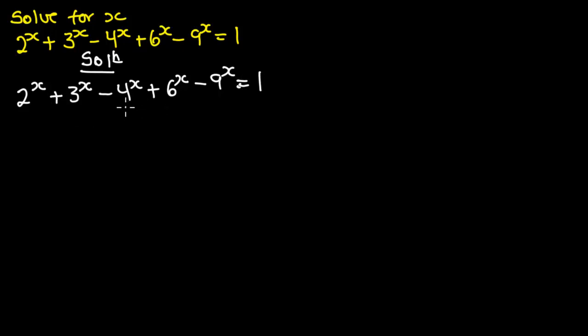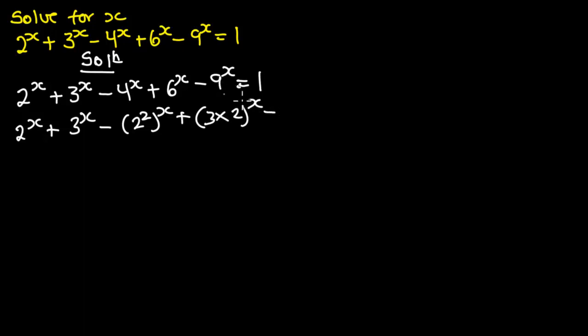Now from here I'm going to rewrite 4 as 2 squared, then I'm going to rewrite 6 as 2 times 3, and then 9 as 3 squared. So let's go ahead and do that. And so we are going to have 2^x + 3^x - (2^2)^x + (3 × 2)^x - (3^2)^x = 1.